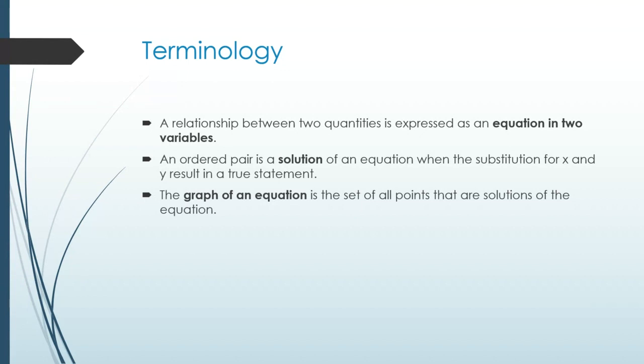And then the graph is all points that are solutions to the equation. So any set of values, x and y, that work in the equation is a solution. And when you graph those and then connect them, that creates a graph of the equation, and anything on that graph is a solution.